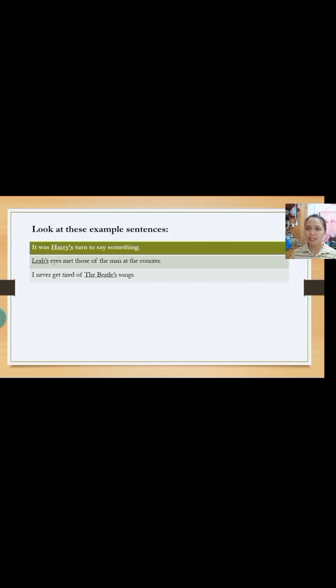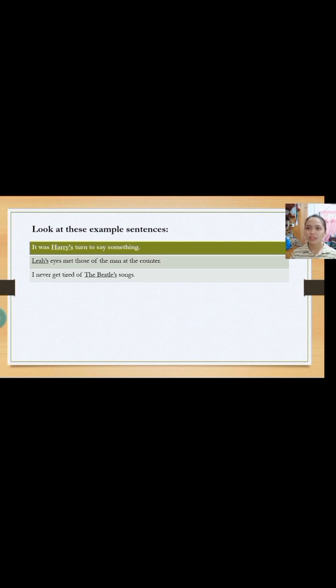Look at these example sentences. It was Harry's turn to say something. The possessive proper noun here is the word Harry's because it's a name. The second sentence, Leia's eyes met those of the man at the counter. Leia's is the possessive proper noun because it is also a name.